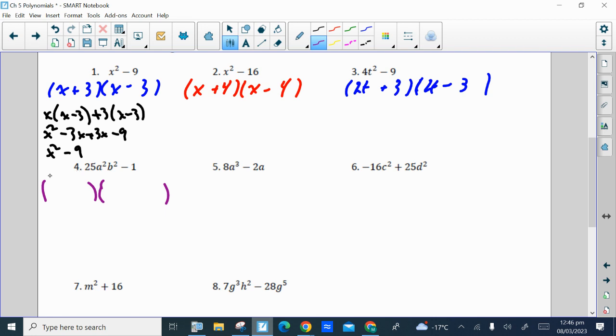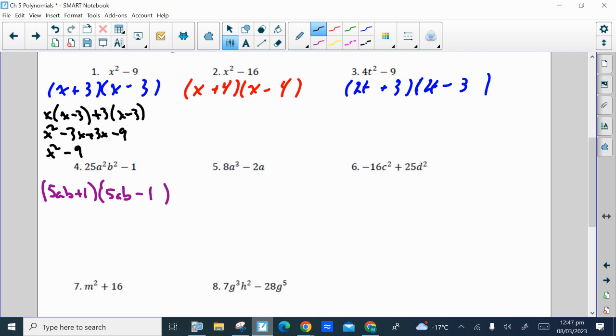The square root of 25a squared b squared is 5ab. We take the square root of the 25, of the a squared, and the b squared. And the square root of 1 is 1. One's a plus, one's a minus. There's your factors. Once you recognize that it's difference of squares, they are very easy to factor.